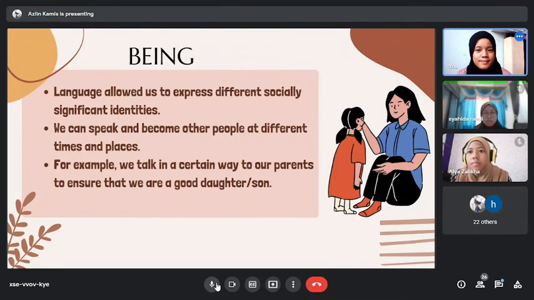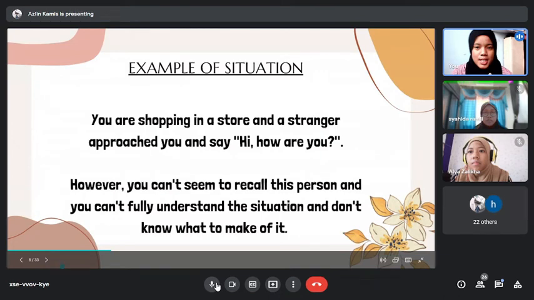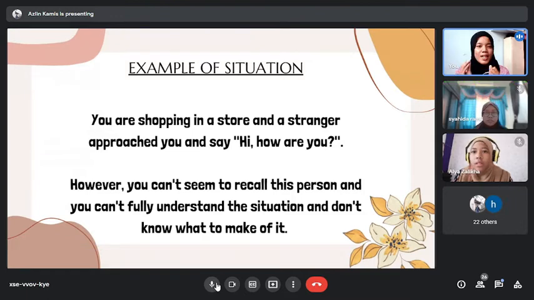This is an example of a situation. You are shopping in a store and a stranger approaches you and says, "Hi, how are you?" But you can't seem to recall this person. Maybe this person is trying to flirt with you, or maybe this person is doing a social experiment to see how people react. And maybe this person is your long lost friend, but you can't recall who this person is and what they are doing.